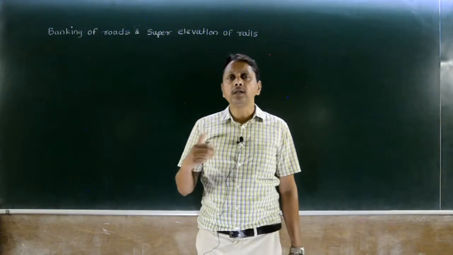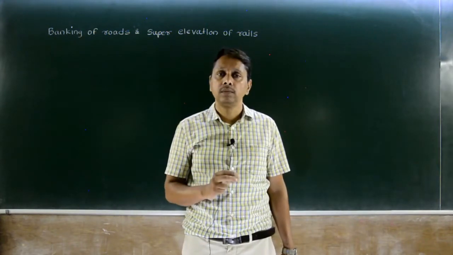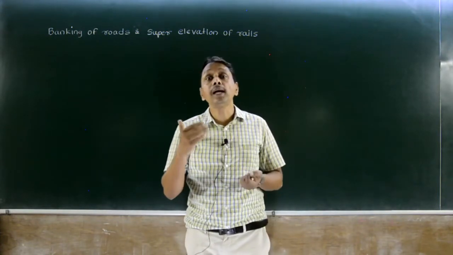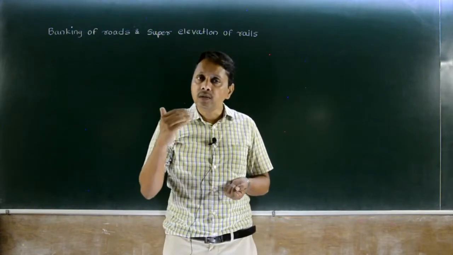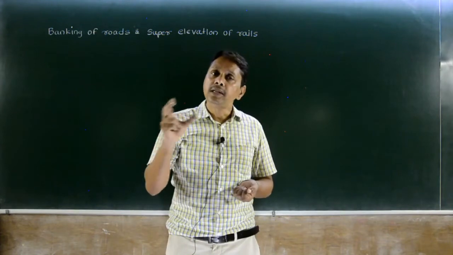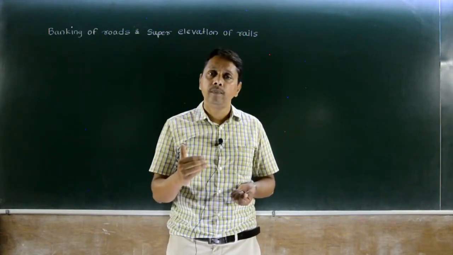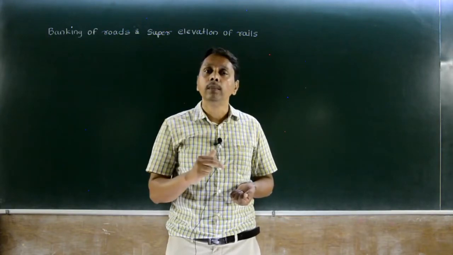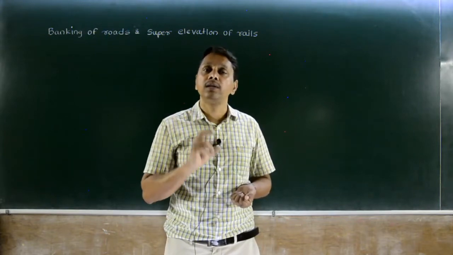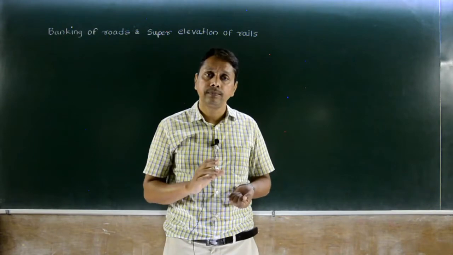Now we are discussing circular motion. In this video we are going to discuss superelevation and banking of road. When a car moves along a curved path, as we discussed in the last video, there is skidding. Skidding means friction develops between road and tire, and due to that friction wear and tear of the tire takes place. So due to skidding it will damage the tires.